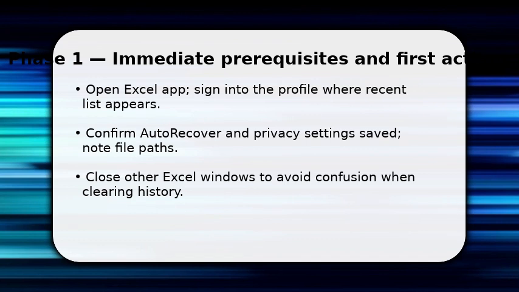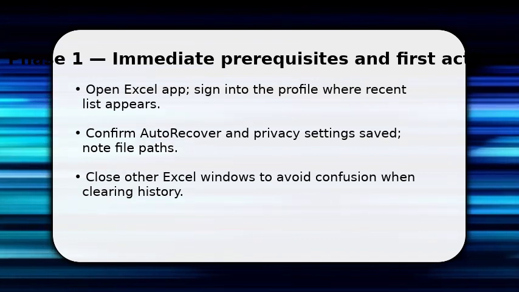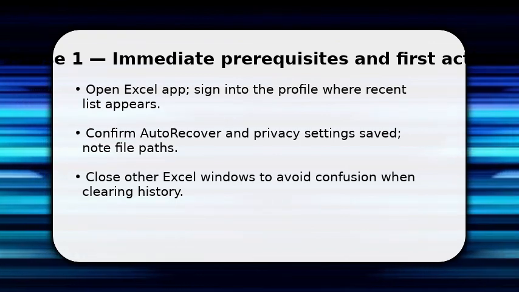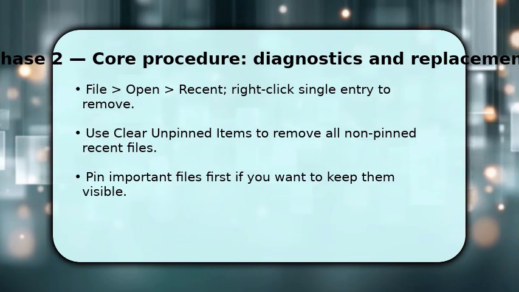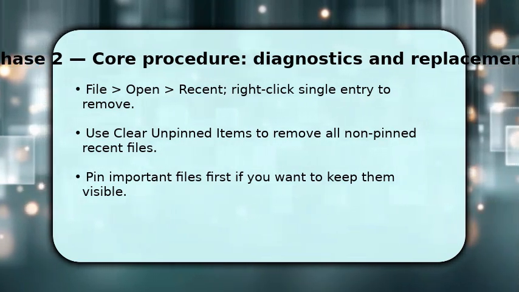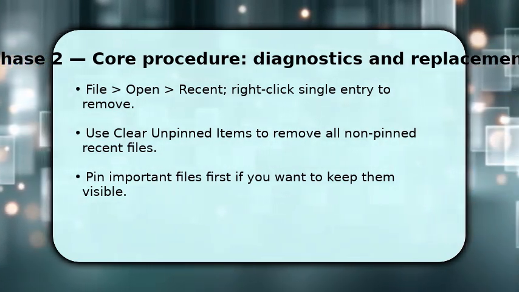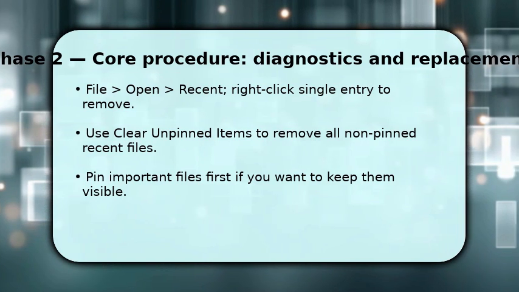Now go to File. This is where the recent list lives. Proceed immediately to view the displayed documents, because the next actions remove entries from that exact list. You'll navigate to File, then Open, and then Recent to manage items. Right-click any single entry and choose Remove from List to delete it immediately.